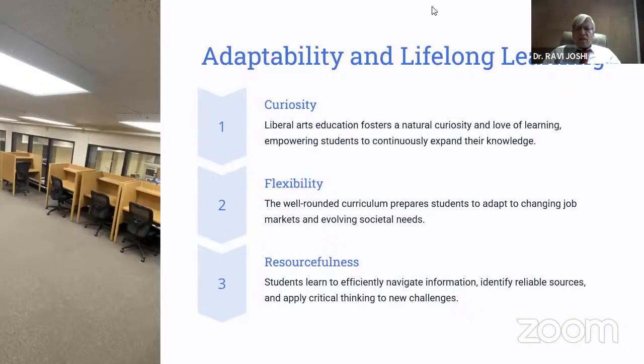Then students learn to efficiently navigate information, identify reliable sources, and apply critical thinking to new challenges. That is why the skills of becoming resourceful are very important. Today we say that because of the internet, information is at the tip of the tongue. But that information needs to be transformed into useful knowledge, a useful solution.